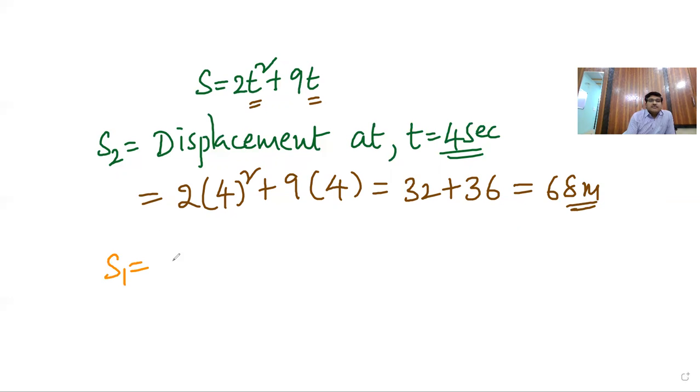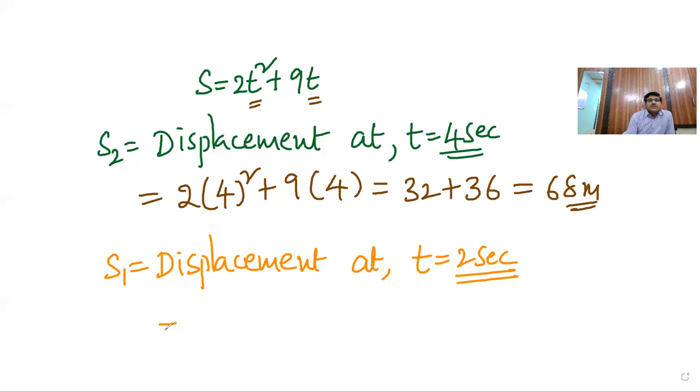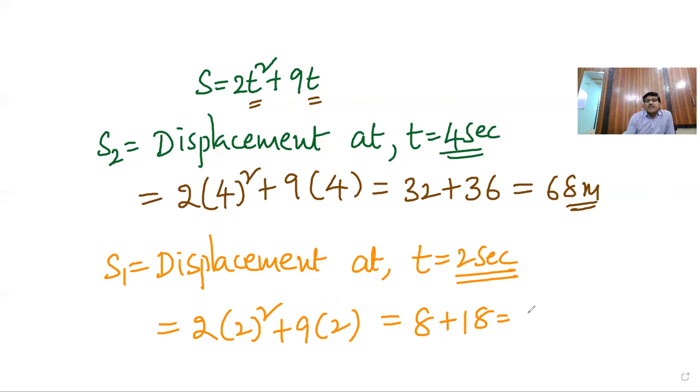Similarly, S1. S1 is the displacement at t is equal to 2 seconds. Substitute 2 seconds in place of t. 2 into 2 square is 4 into 2, 8, plus 9 into 2, 18. 18 plus 8 is 26 meters.